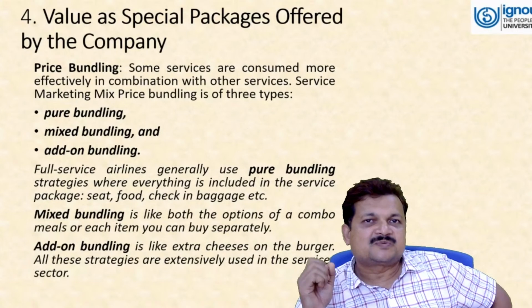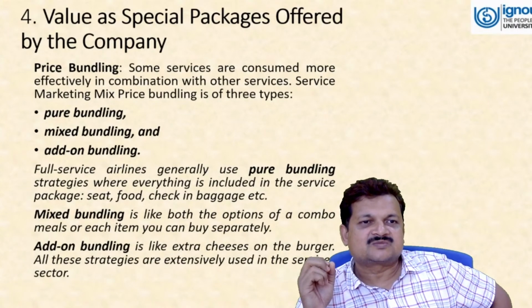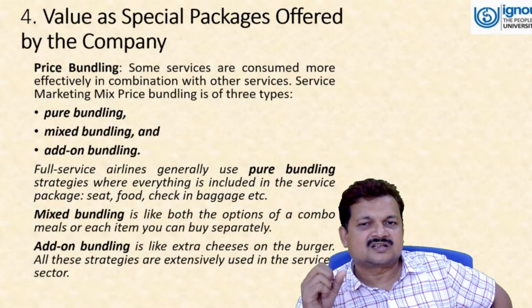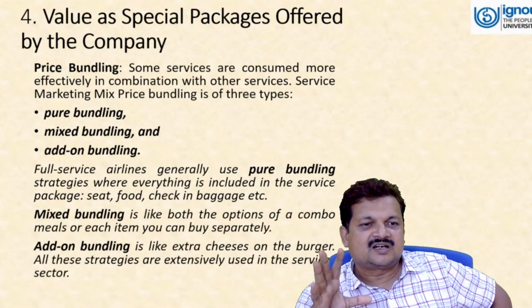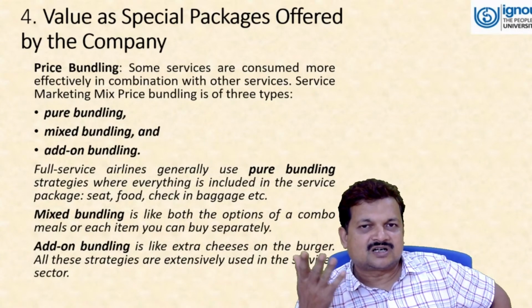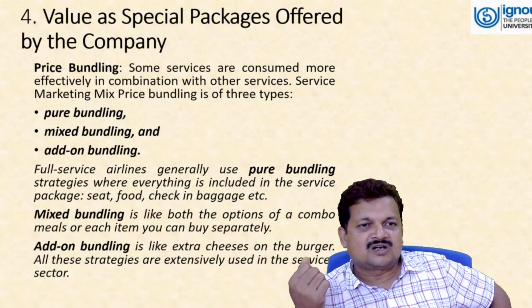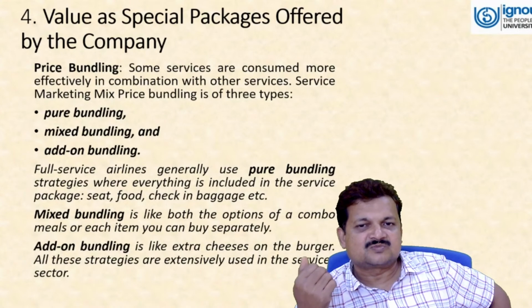Now, value is the special packages offered by the company. So here it is pure bundling, mixed bundling, and add-on bundling. Similar kinds of services you will find, that is bundlings. Dissimilar kinds of things you will find, mixed options are there. And adding more bundles to that, you are going to add on bundlings. So pure bundling: full-service airlines generally use pure bundling strategies where everything is included in the service.